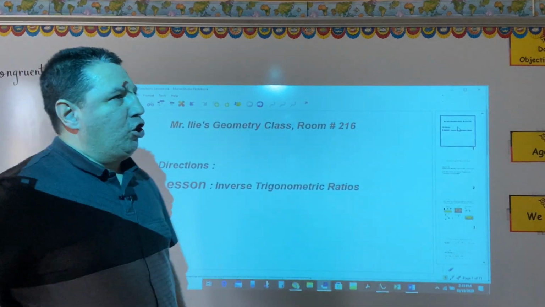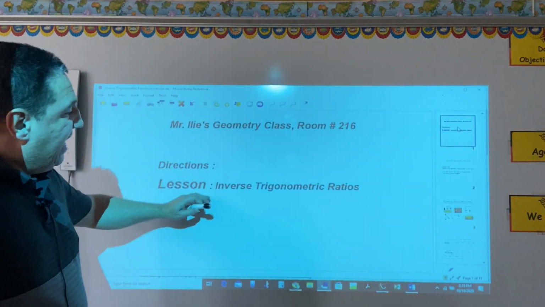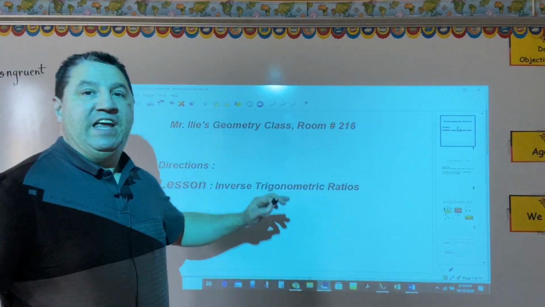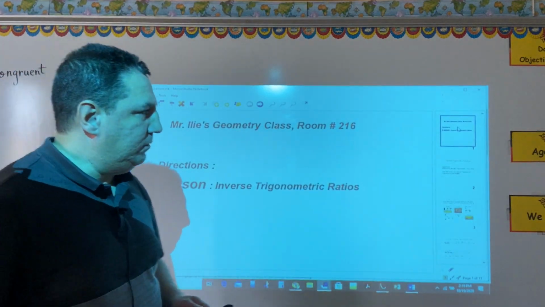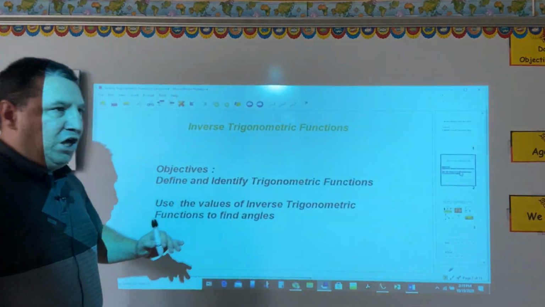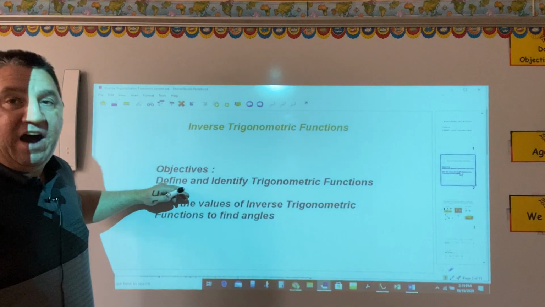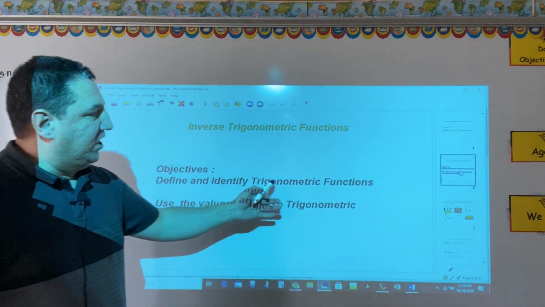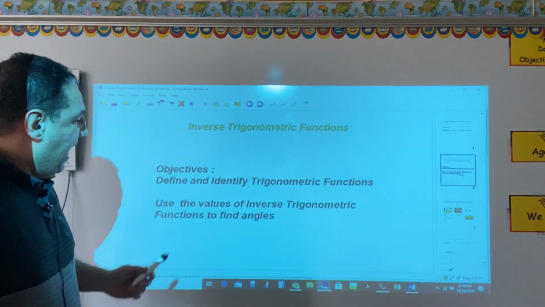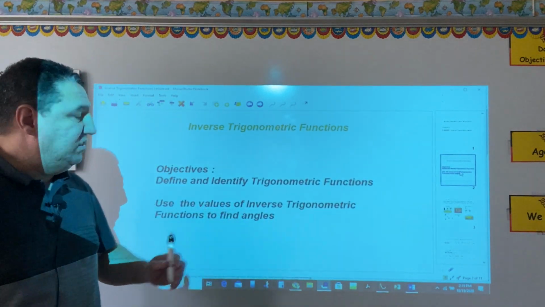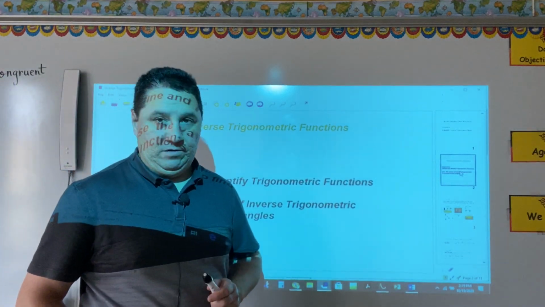Today we'll talk about inverse trigonometric ratios or inverse trigonometric functions. As objectives, we define and identify inverse trigonometric functions and use the values of inverse trigonometric functions to find angles.